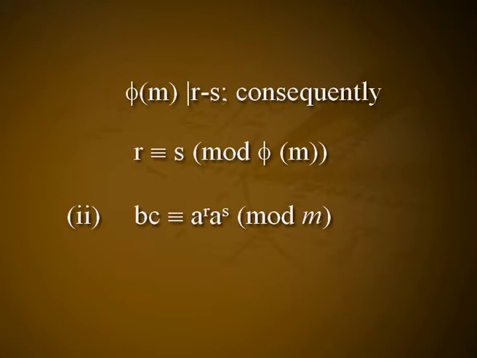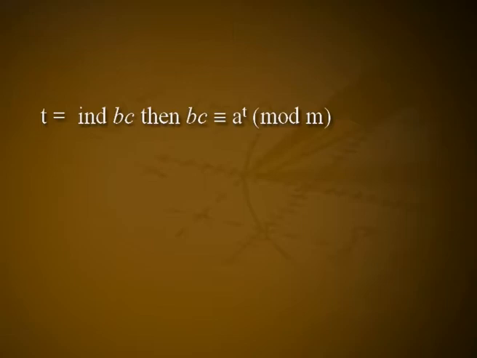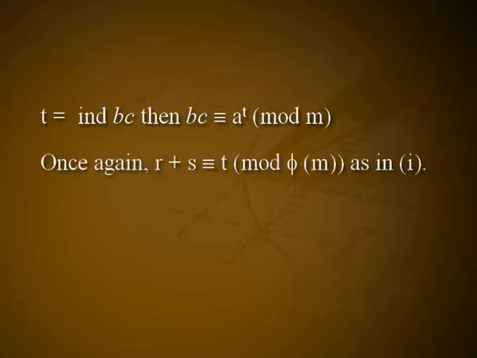2. b times c congruent to a raised to r times a raised to s mod m, so b times c congruent to a raised to r plus s mod m. But if t equals ind of b times c, then b times c congruent to a raised to t mod m. Once again, r plus s congruent to t mod phi of m as in 1.